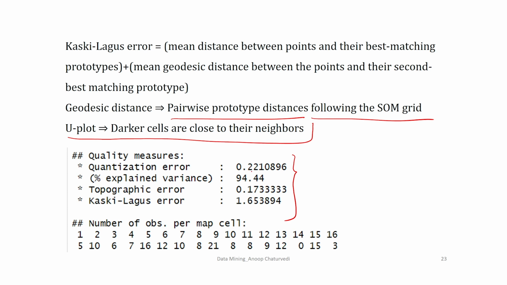Quantization error is 0.2210. Explained variance is 94.44%, which is quite high. Topographical error is 0.1733, quite low. And Kaski-Lagus error is 1.65. Then the number of observations per map cell. In all, actually, we have 16 cells, and this gives the number of observations per map cell.